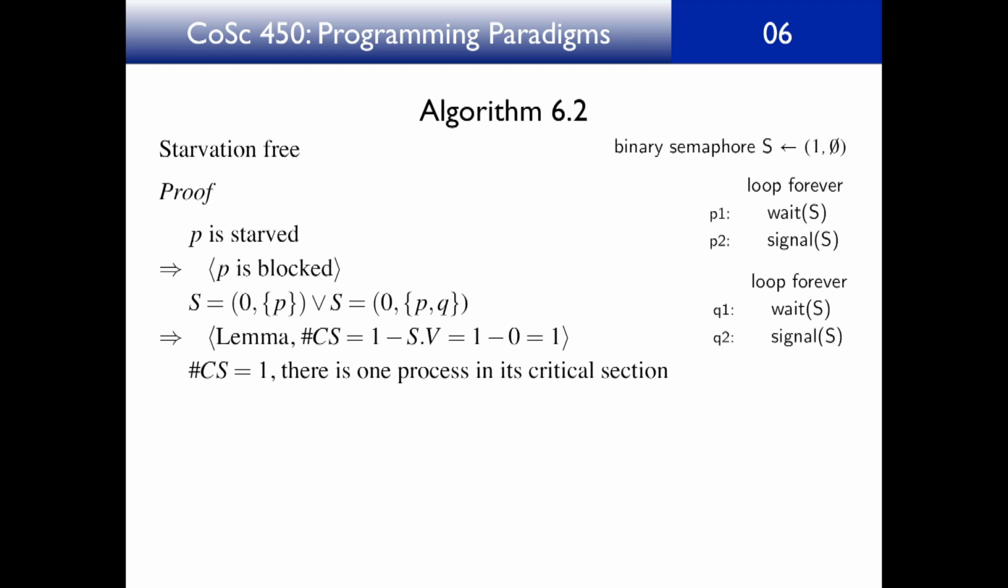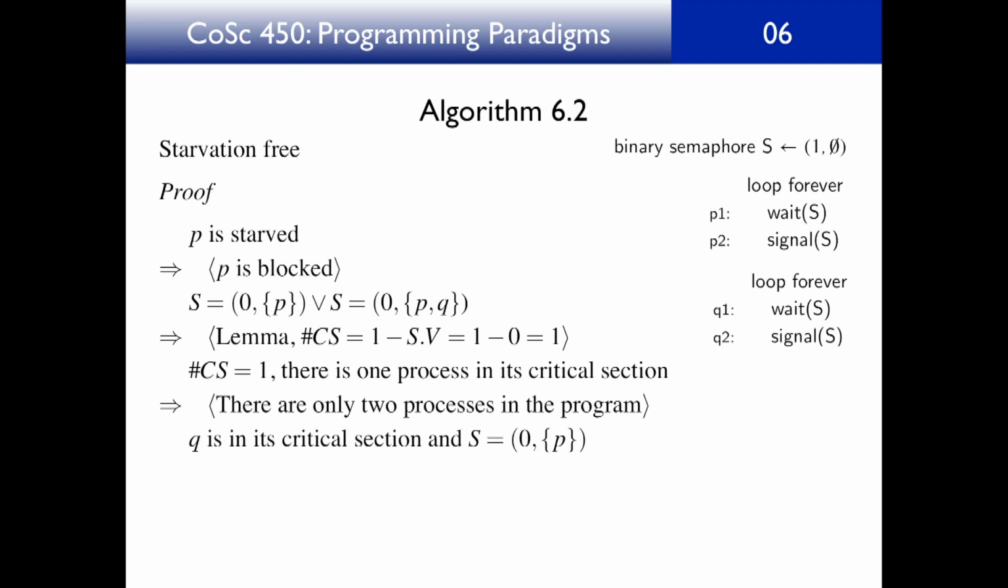But wait a minute. Of those two possibilities that we had before, that means that it must be the first possibility. In other words, because there's only two processes, Q must be in its critical section, and it's that first possibility that we must have. In other words, only P must be blocked. Both P and Q cannot be blocked because of our lemma. So it must be only P that is blocked. But wait a minute, if only P is blocked, that means that Q is in its critical section. But what have we always assumed happens when a process is in its critical section? It must complete. And therefore, Q must execute.